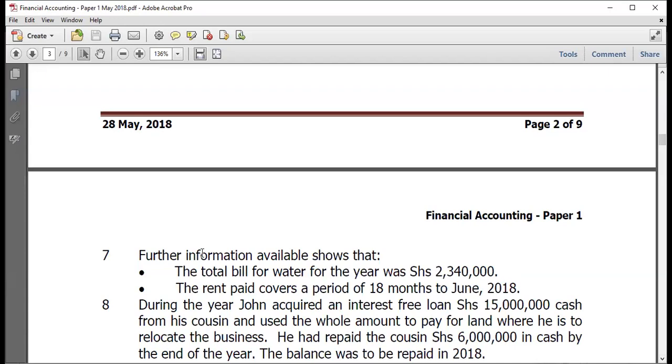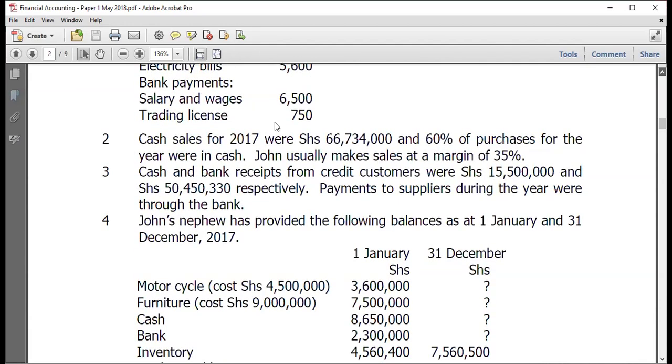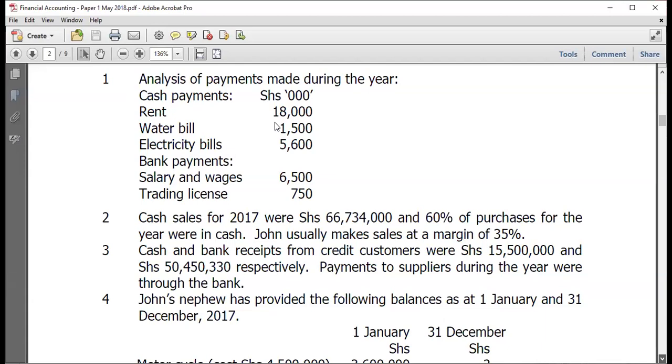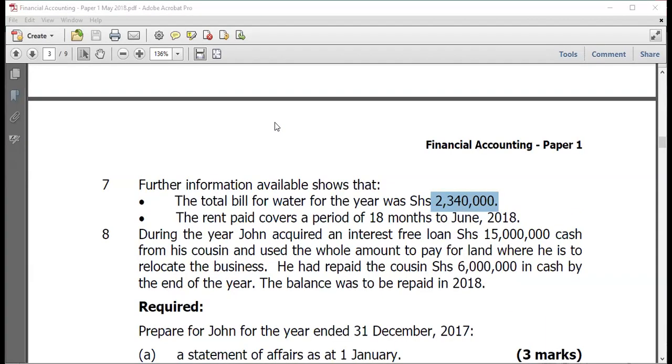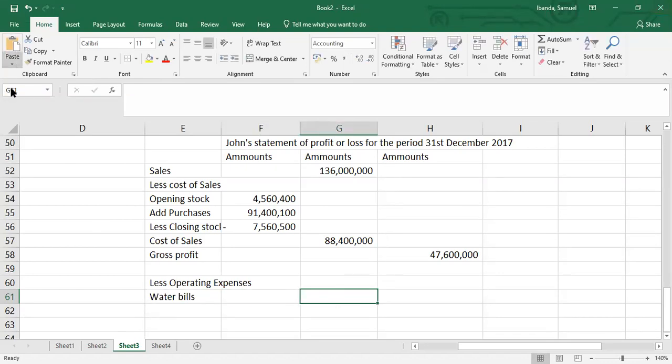Now, do you see what they're saying? They're saying further information available shows the total bill for water for the year is this. So it means that for what I don't have to calculate, I've already been given the total bill for the year. So this is what I should recognize in my books. Remember, I don't recognize what I paid, okay? I recognize the overall bill. So as what we paid is about 1.5, the overall bill for the year is 2.3. So this is what I'll go ahead and recognize. So I start with the free marks, so that if time catches up with me, at least I've recorded the water bill, okay? So water bills, that value, I'll record right here in that column.